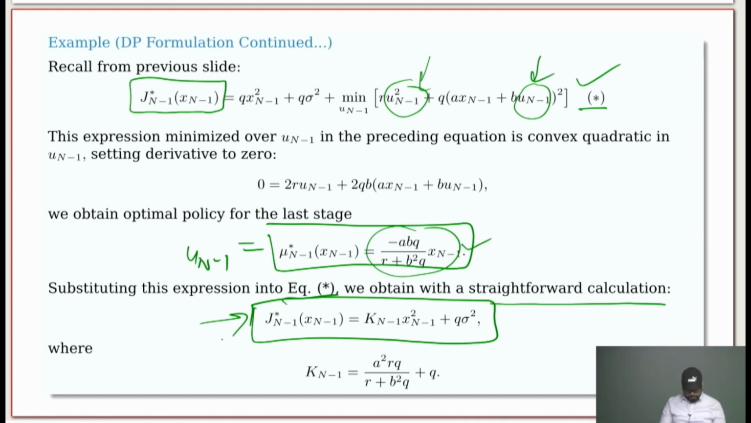Okay, and now the question is, can we do it for n minus 2? Recursively it will be a similar expression. Okay, so by induction you can say that for n minus 2 we will also have a similar expression, and so on.